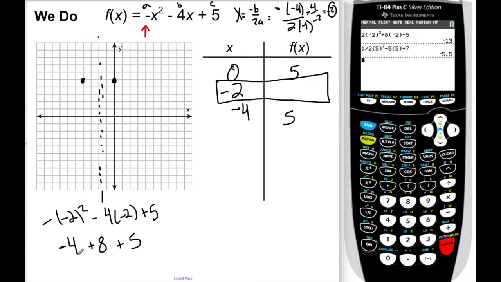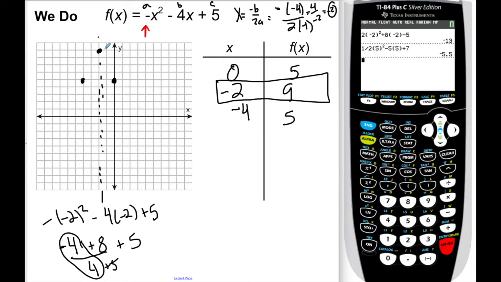So notice the negative 4 plus 8, interesting, okay? 4 plus 8 is 12. Rather, negative 4 plus 8 is 4. I apologize. Negative 4 plus 8 is 4, and 4 plus 5 is 9. Getting a step ahead of myself. So here we go. Nice.